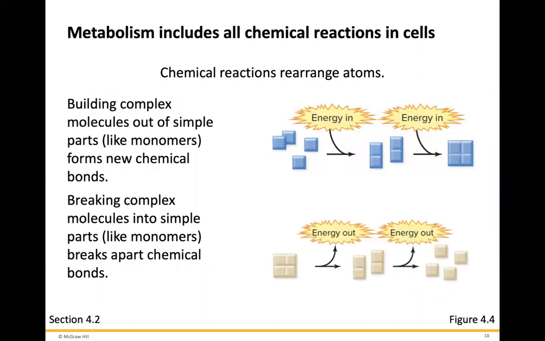In cells, metabolism includes all the chemical reactions that occur. Chemical reactions are the rearrangement of atoms. And this can occur in two ways. One, what we call anabolic reactions, which is building complex molecules out of simpler parts, like monomers. So here we have a bunch of monomers, we want to put them together. That's going to require the input of energy to form bonds, and we have newly synthesized larger molecules.